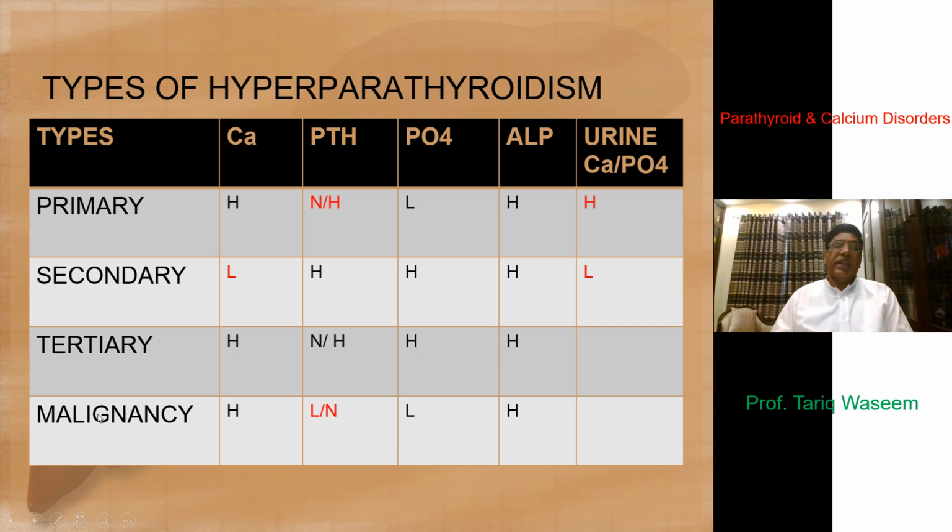In patients who have malignant hypercalcemia, their calcium is high but parathormone is usually low or normal. Same as the case with the phosphate, which is low, and alkaline phosphatase is high because of the high bone turnover.